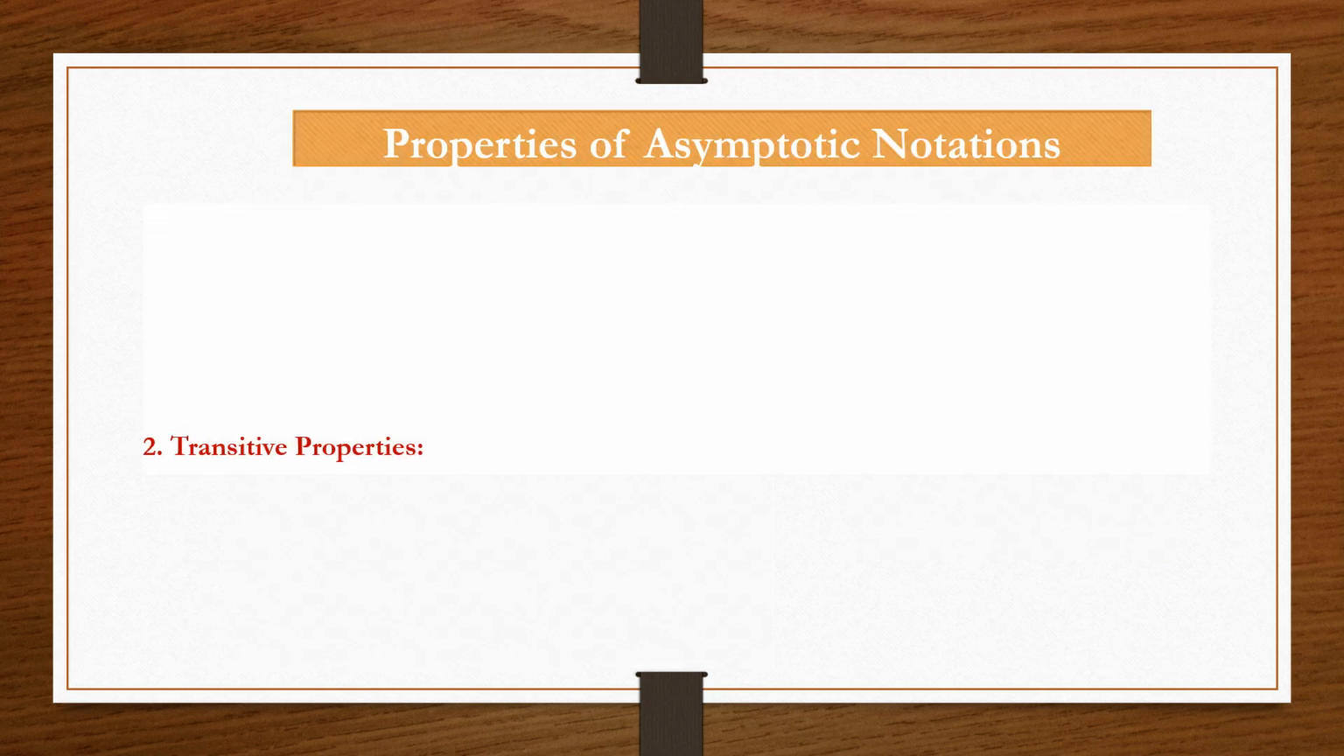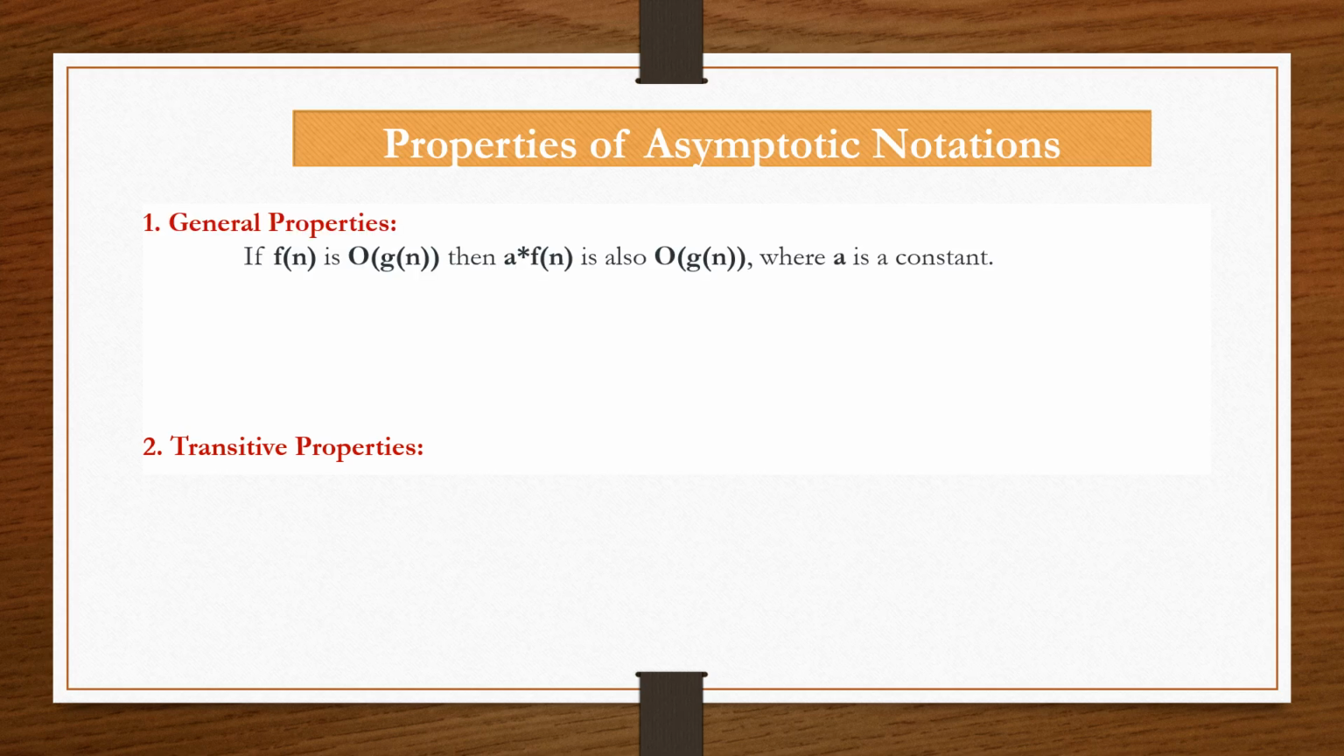Next come the properties that are there in asymptotic notation. Here comes the general property. If there are two functions f of n and g of n, and f of n is order of g of n, then any constant a into f of n is also order of g of n.